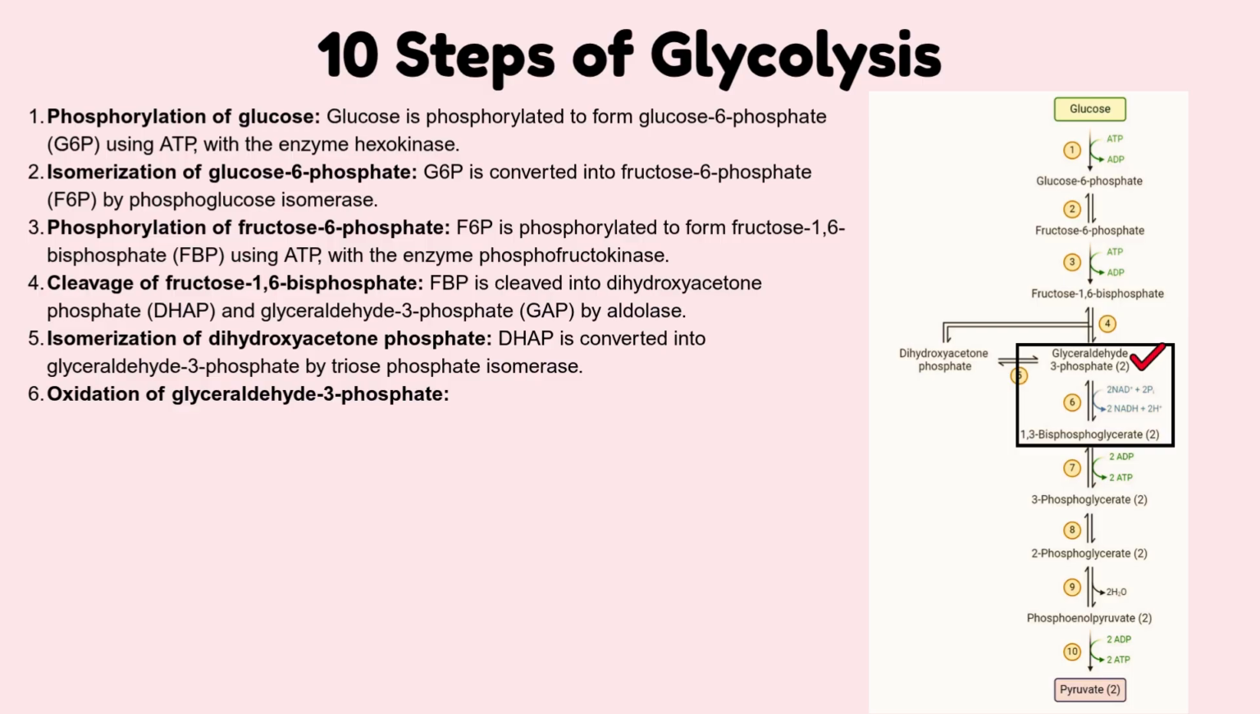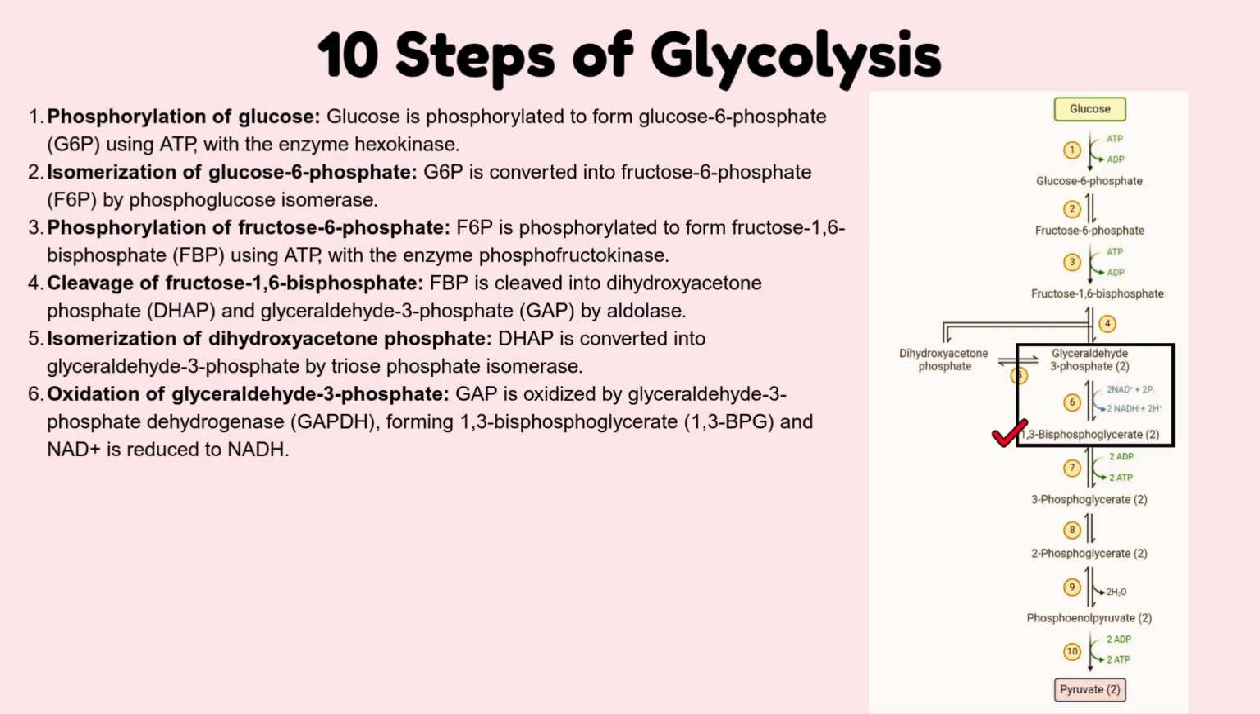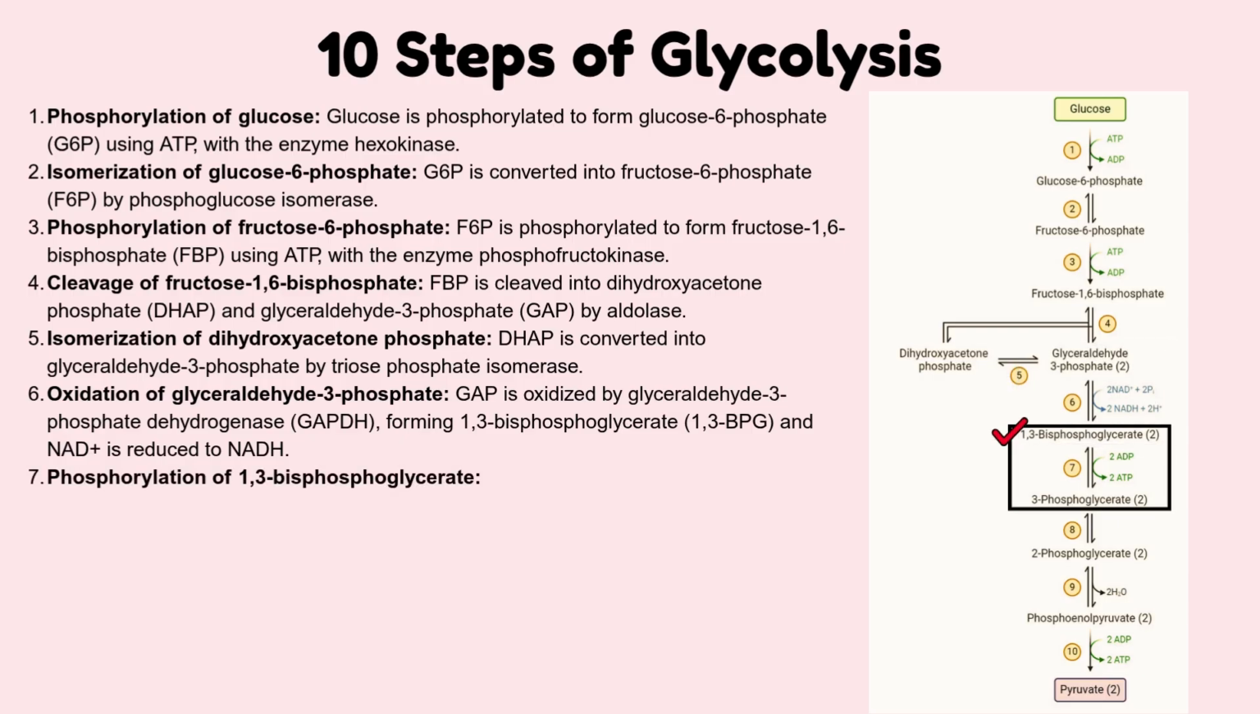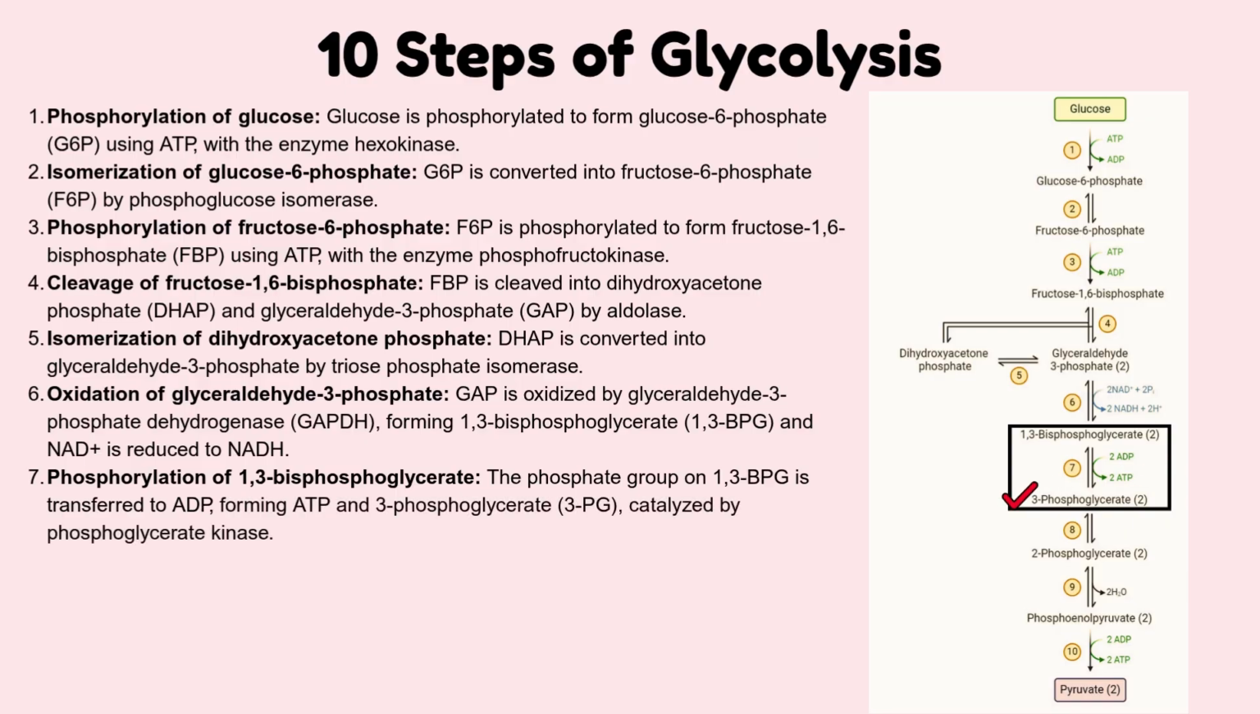Oxidation of glyceraldehyde 3-phosphate. Glyceraldehyde 3-phosphate is oxidized by glyceraldehyde 3-phosphate dehydrogenase, forming 1,3-bisphosphoglycerate, and NAD+ is reduced to NADH. Phosphorylation of 1,3-bisphosphoglycerate. The phosphate group on 1,3-bisphosphoglycerate is transferred to ADP, forming ATP and 3-phosphoglycerate, catalyzed by phosphoglycerate kinase.